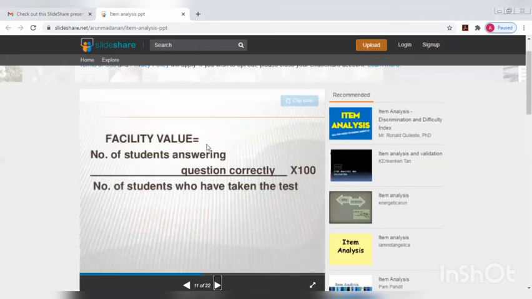Next is the facility value. Number of students answering the question correctly divided by the number of students who have taken the test. And again it will be multiplied by 100. So then you will know the facility level of the item you are administering.